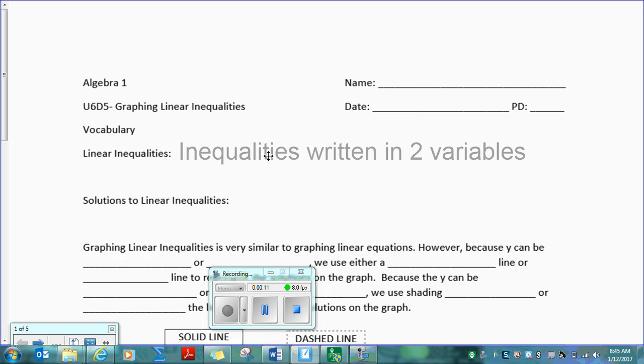A linear inequality is basically an inequality written in two variables. The two variables you normally see are x and y, and that's what we're going to be seeing with the linear inequalities we're talking about. So it's very, very similar to our linear equations that we have to graph.